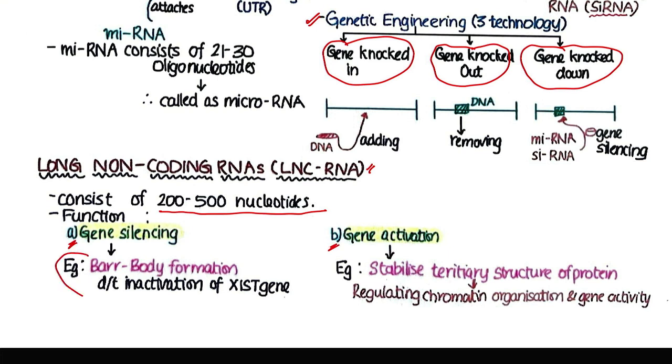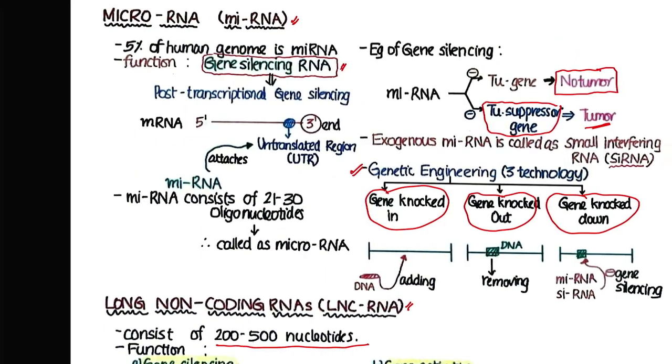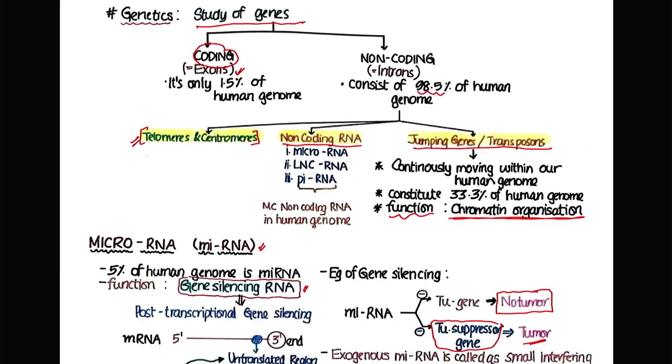Silencing occurs in the formation of the Barr body, that is silencing of one X chromosome in a female. The second example, gene activation, is to maintain the tertiary structure of a protein. Certain genes need to be activated to stabilize the structure of a protein by synthesizing other proteins, to make a tertiary three-dimensional structure of the protein. So that is helpful in regulating chromatin organization and gene activity, right? So these are the two types of non-coding RNAs of the human genome.